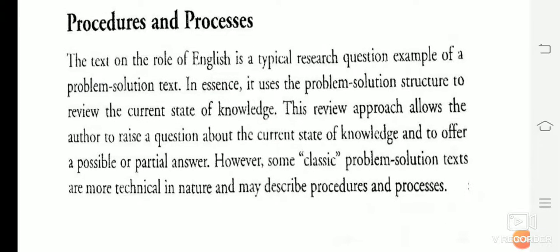So can you now look at the procedures and process? The text on the role of English is a typical research question example of a problem solution text. In essence, and essence means importantly, or basically, it uses the problem solution structure to review the current state of knowledge. This review approach allows the author to raise a question about the current state of knowledge and to offer a possible or partial answer. However, some classic problem solution texts are more technical in nature and may describe procedures and processes. So basically, it's about the problem solution structure. It has the four elements that we have talked about: situation, problem, solution, and then evaluation. Okay. However, we will talk about the process. Okay, the process. Okay, look at here.